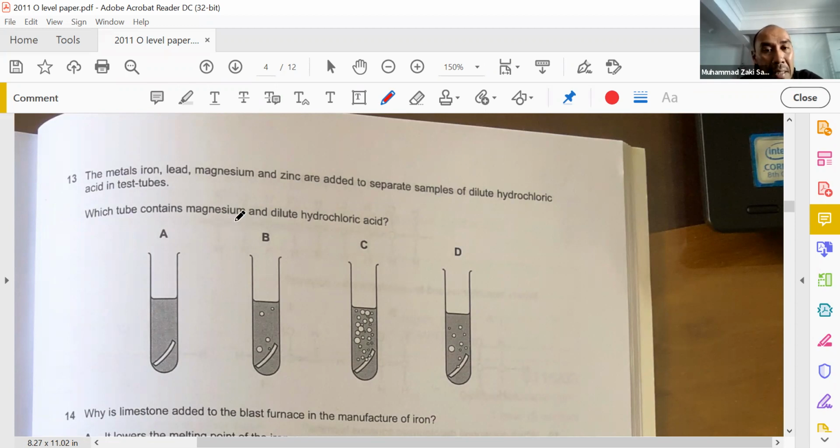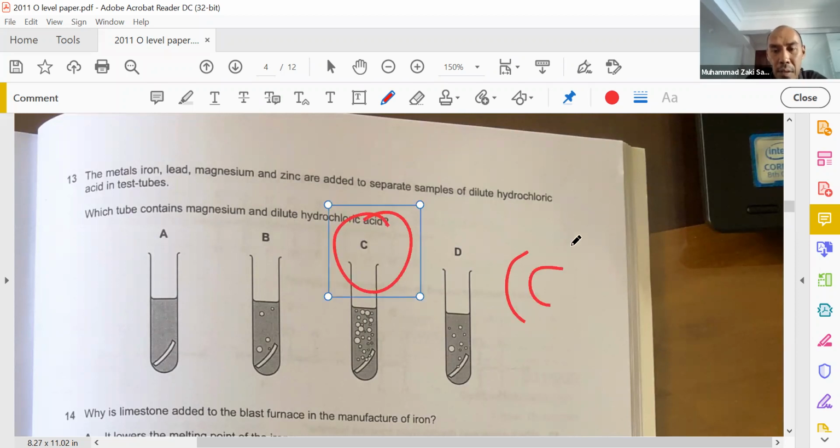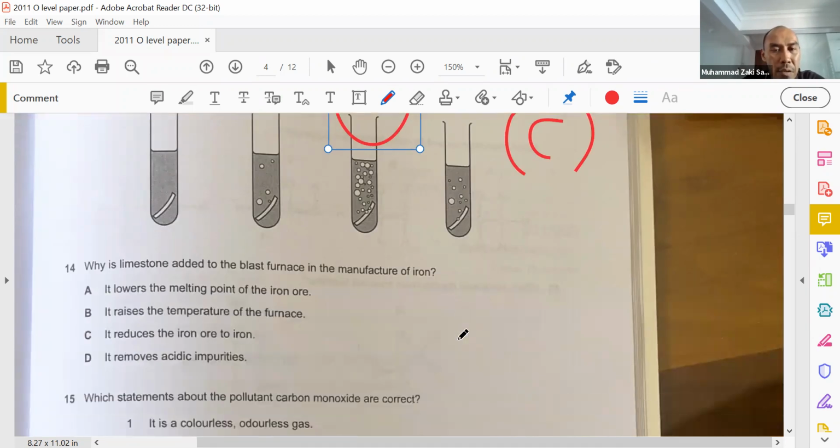So which one contains magnesium and hydrochloric acid? This magnesium is of course one of the reactive metals, but not so reactive until it explodes in acid. So the best answer for this one should be C. D is quite slow. C is fast.